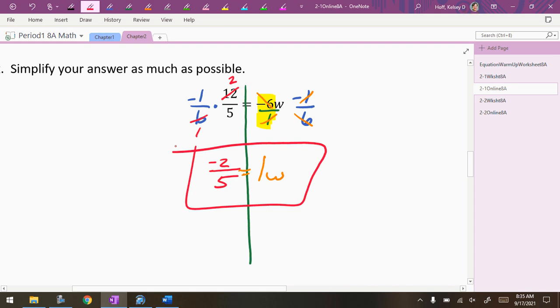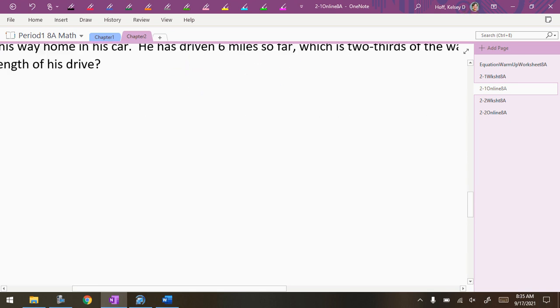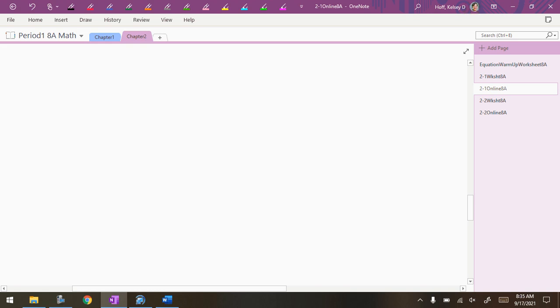There's one more Miss Hoff forgot to put on here. So flip it over. We're not going to do that story problem. Write this one down: x over 3.2 equals 5.6. Write this down.